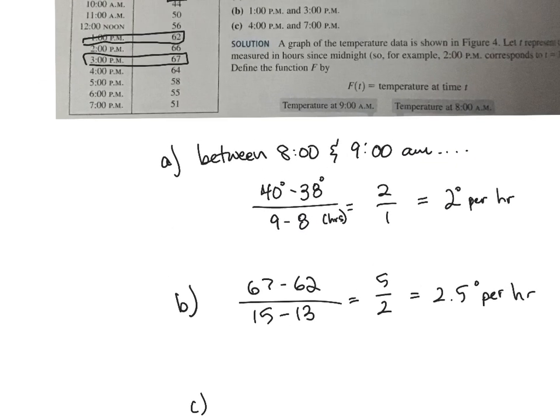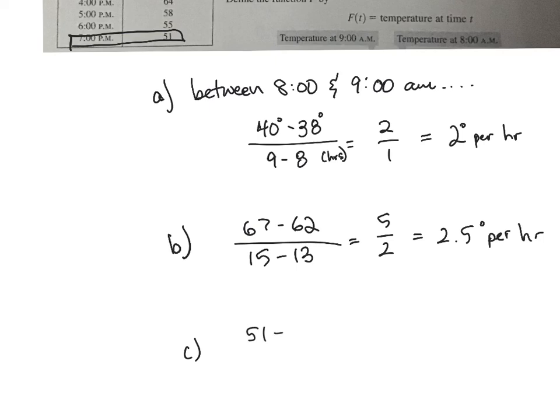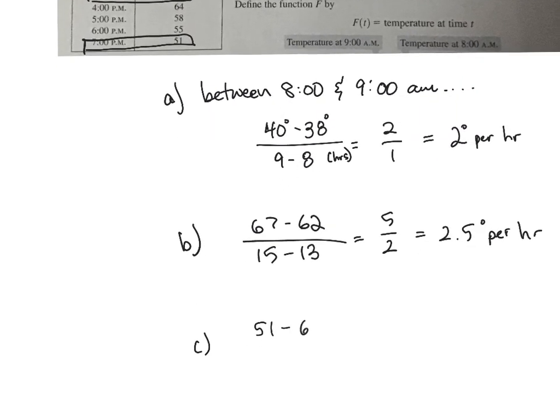For part C, we have 7 p.m. The temperature is 51 degrees. But then at 4 p.m., the temperature was 64 degrees. So 7 p.m. is 1900 hours, and then 4 p.m. is 1600 hours. So 64 minus 51, it's negative 13 divided by 3, which is negative 4.3 degrees per hour. So a negative average rate of change just means that temperatures are falling.